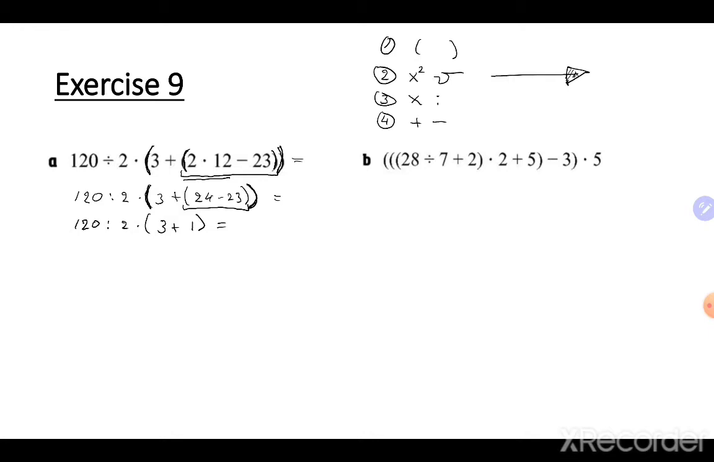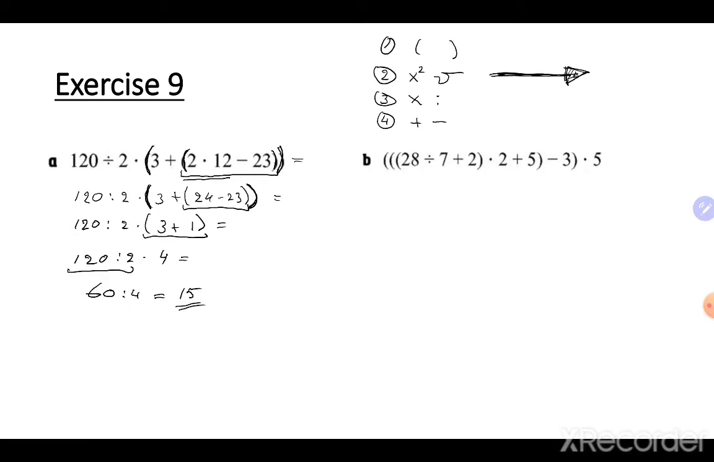Alright, that's still one bracket, the 3 plus 1, that's 4. So 120 divided by 2 times 4. Again, you can leave the bracket. And then in one line you will find a division and a multiplication. And we need to do everything from left to right. So first 120 divided by 2, that's 60, divided by 4, and 60 divided by 4 is 15. So 15 is the final answer.